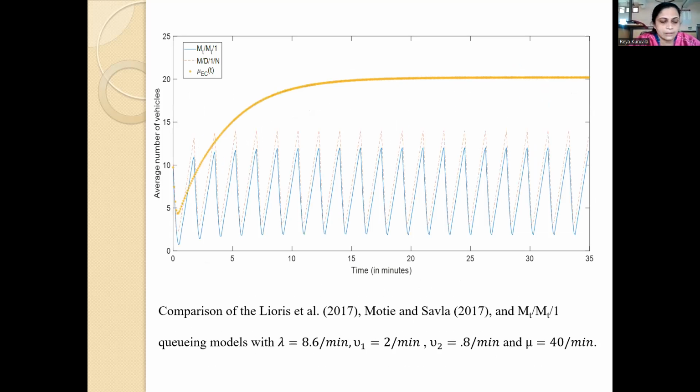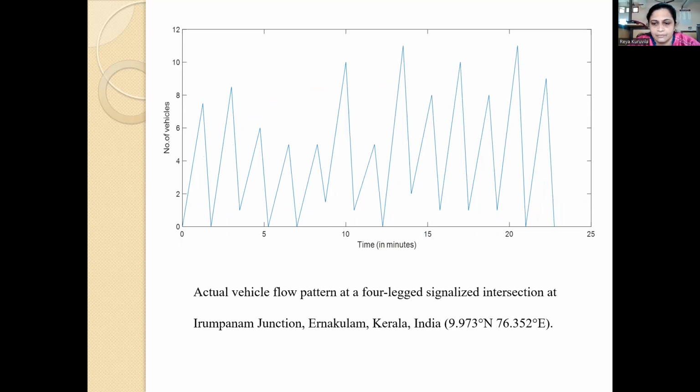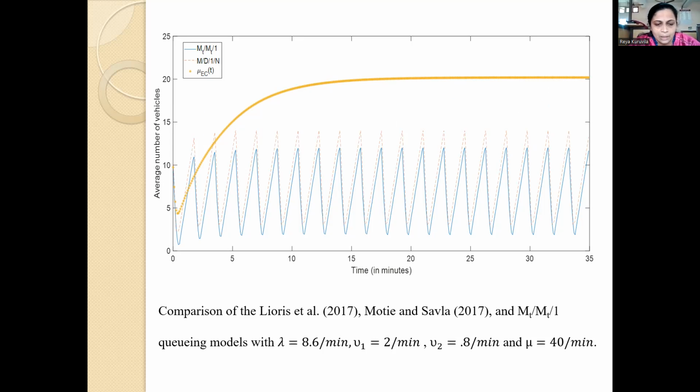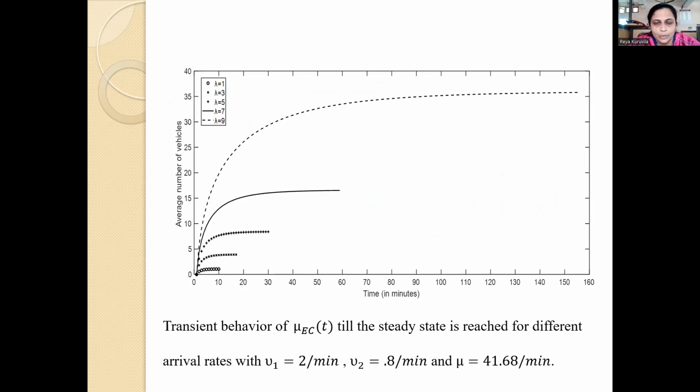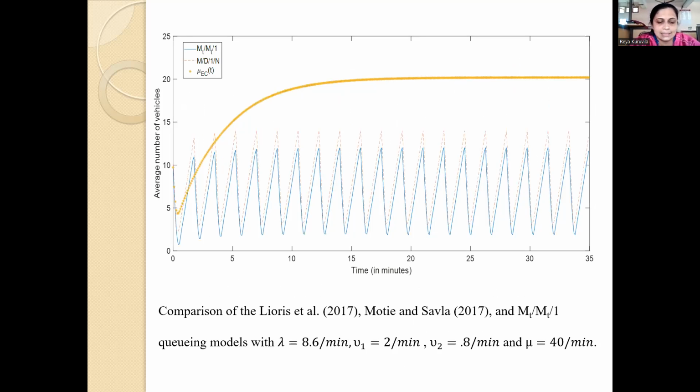In figure 3, the blue lines represent the MT-MT1 queuing model, the red dotted lines represent the Moody and Savla 2017 model, and the thick brown line represents the transient behavior of the vacation model with respect to a particular lambda of 8.6 per minute. As you can see, the Moody and Savla model and the MT-MT1 queuing model imitate the same behavior that we have seen in the previous graph. But the vacation queuing model's transient behavior is entirely different from the real world scenario. So figure 3 suggests that there is not much difference between the Moody and Savla 2017 and the MT-MT1 queuing model, whose behavior imitates the real world picture.